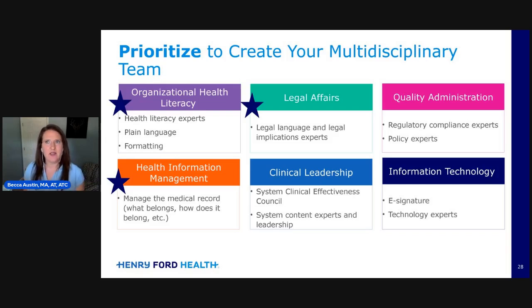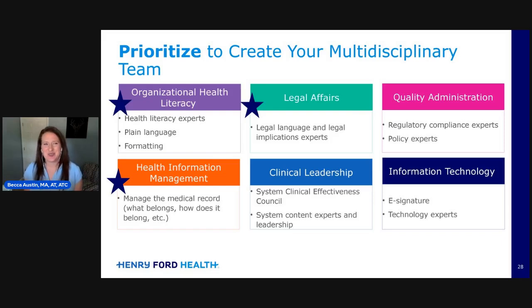So once you have an idea of your stakeholders and you know who needs to be involved, you start to prioritize to create the team that's really going to work day in and day out on this process update, updating your templates and your forms and things like that. All of our stakeholders are important.